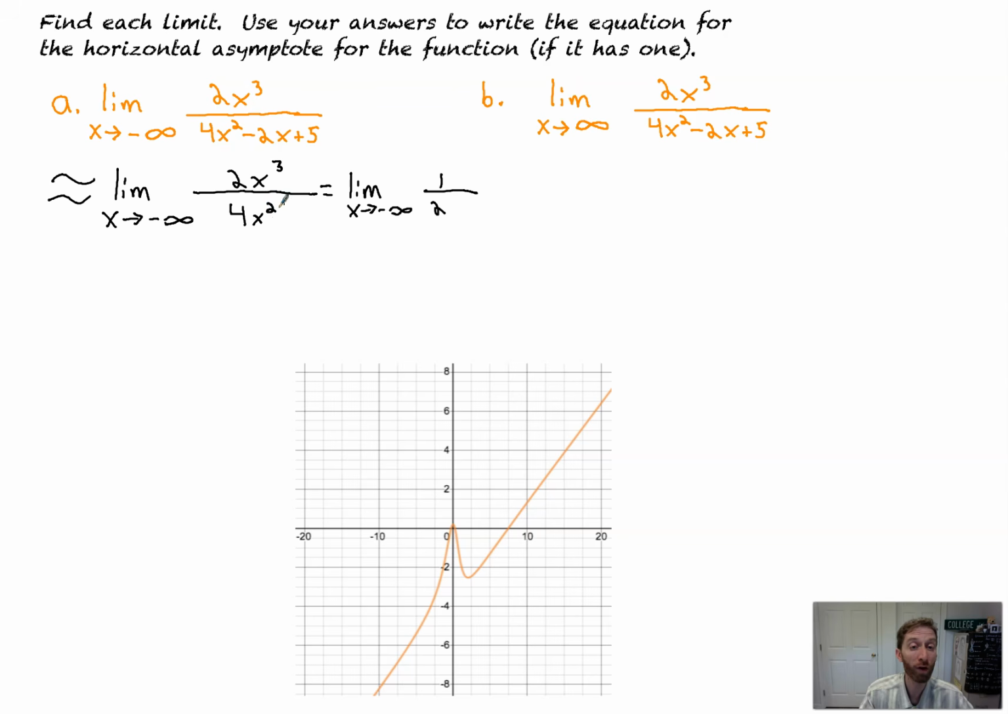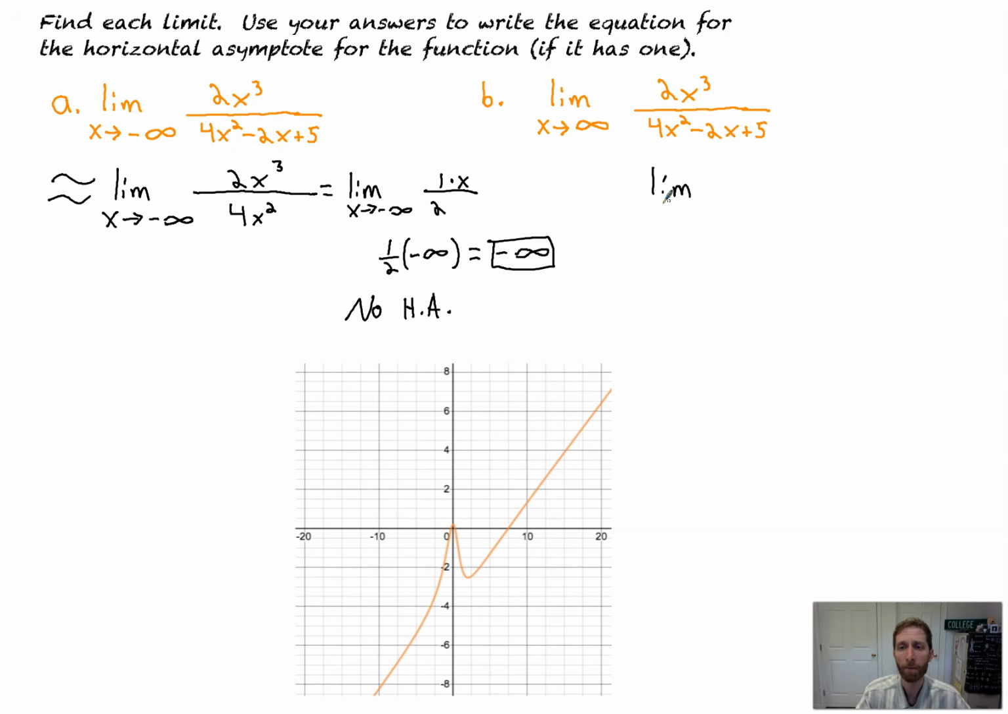X cubed over x squared simplifies down to x. So now you basically have 1/2 times x. So that's 1/2 times negative infinity. That goes to negative infinity. So this limit does not exist. So there is no horizontal asymptote going to the left side. Let's check out the right side.